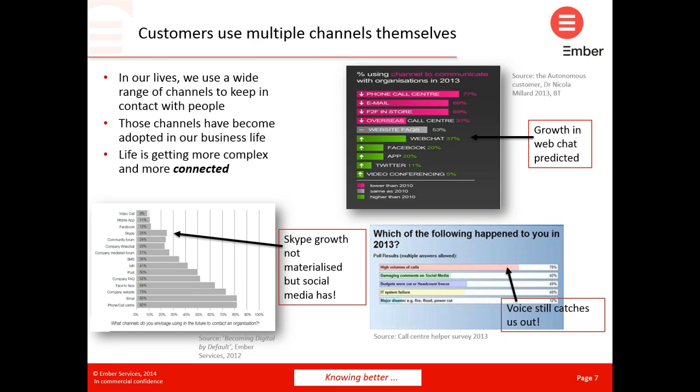You do? Good. So the point of this one was to really make the point that despite all of this multitude of different channels, voice still remains such a strong part of our contact mix. And despite the efforts we make to make that as predictable as we can, in your survey results there, 78% of people had an issue with high volumes of calls during 2013, and I'd imagine that is higher than expected volumes of calls. So voice still continues to catch us out.